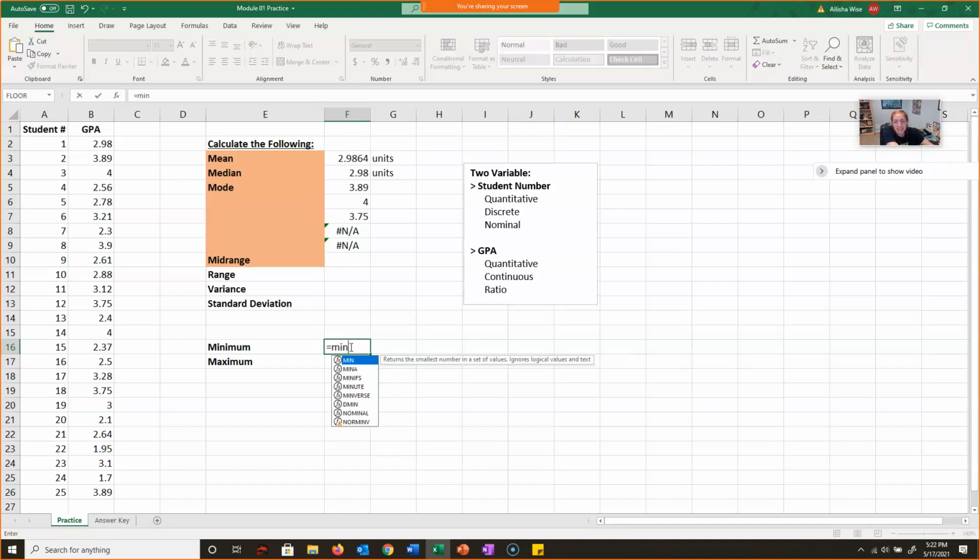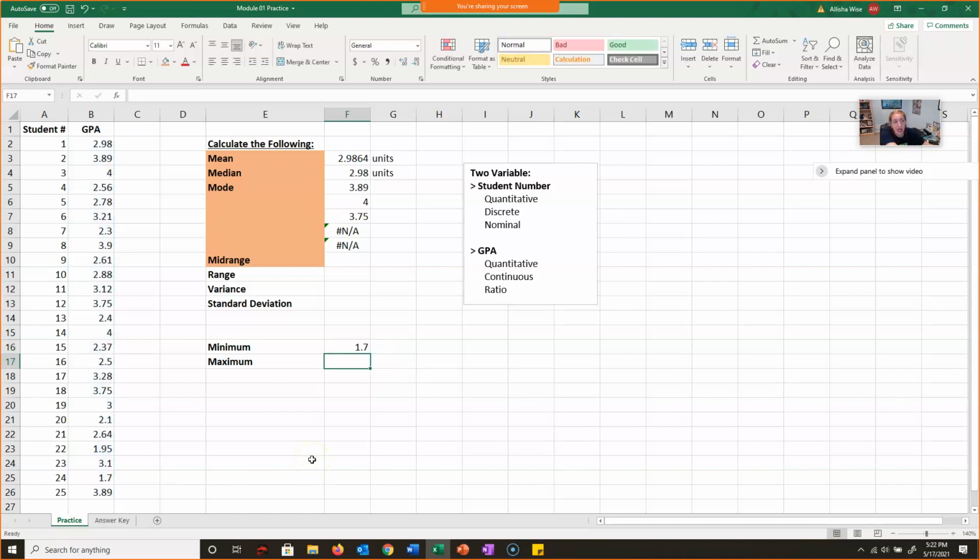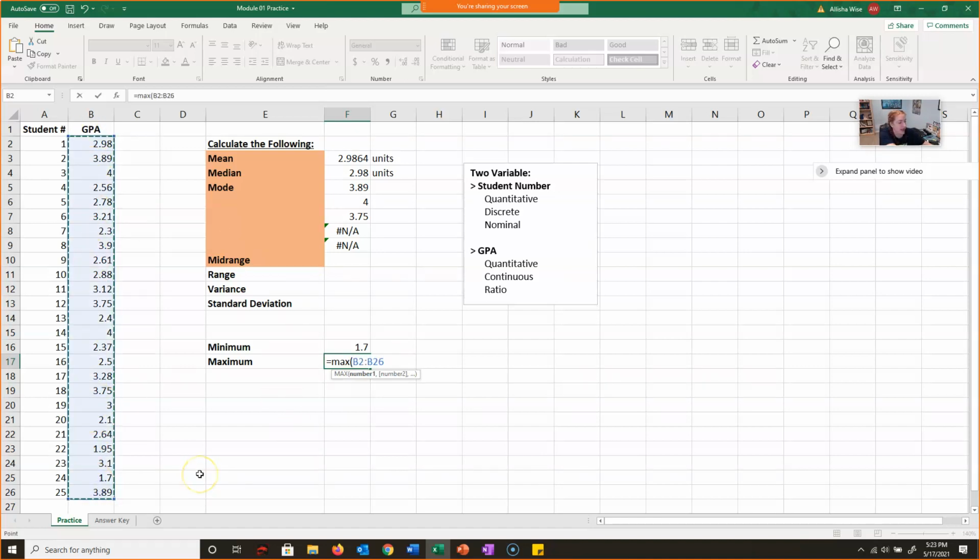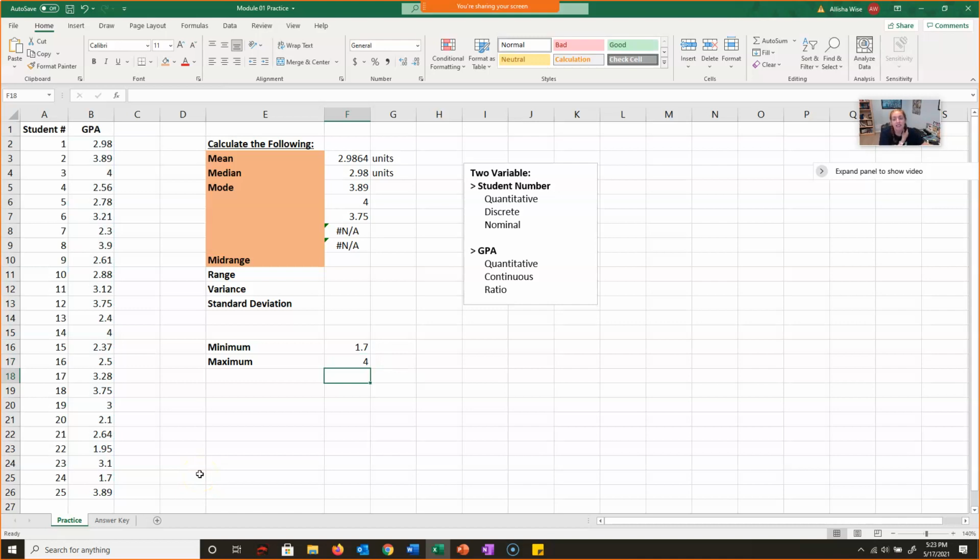Minimum is MIN, and you just select all your data, close parenthesis and hit enter. So the minimum value is 1.7. The maximum value is MAX. Those are the formulas. Select all the data and hit enter. So we see a minimum value of 1.7, maximum value of 4. We need to figure out the value in the middle.